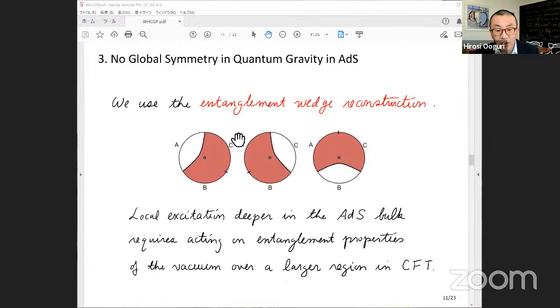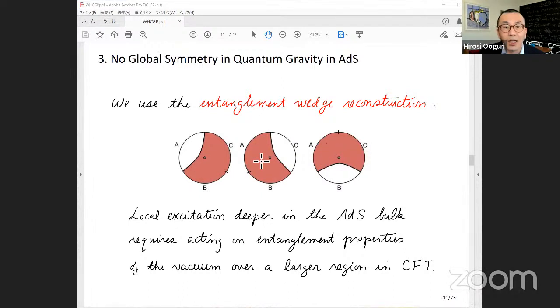And so for example, suppose you have this excitation here, then you can encode the information in B union C, and you can also encode the information in A union B, and you can also encode the information into C union A, because these are all in the shaded region. But if you just consider A alone, then the entanglement wedge of A does not cover this point, so it's not encoded. So therefore, A alone cannot know about this, B alone cannot know about this, C alone cannot know about this. But if you combine some of these regions, you can reconstruct this.